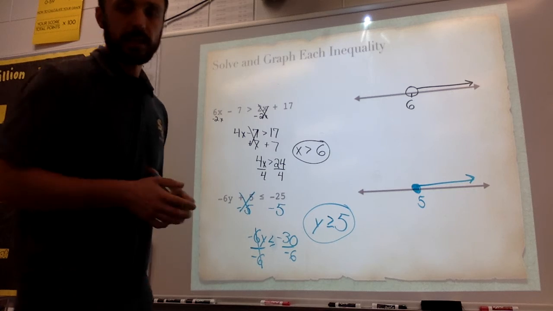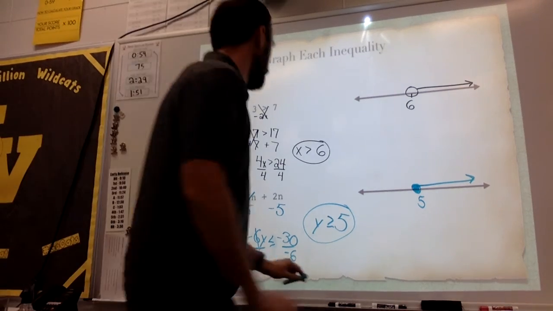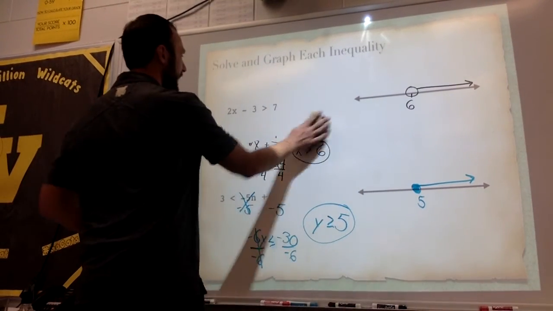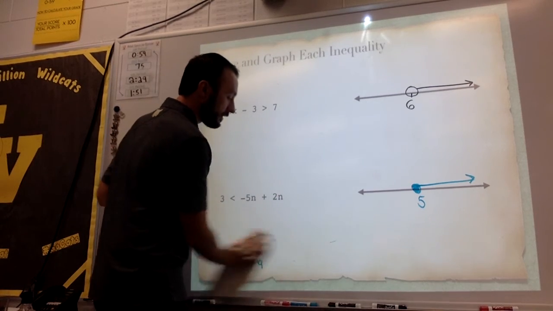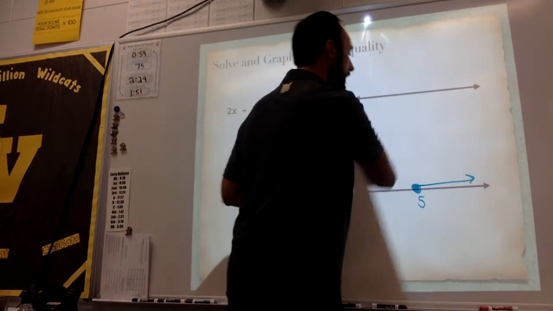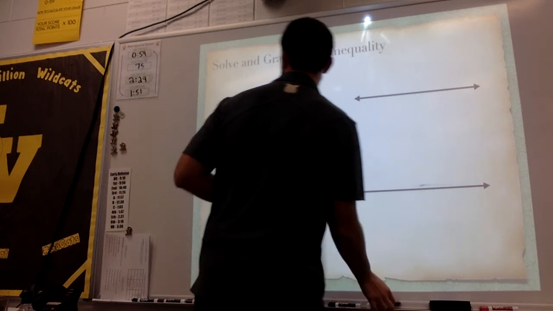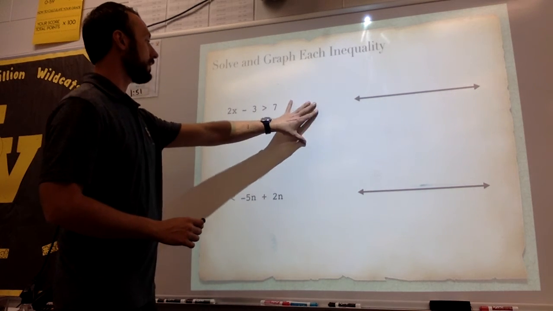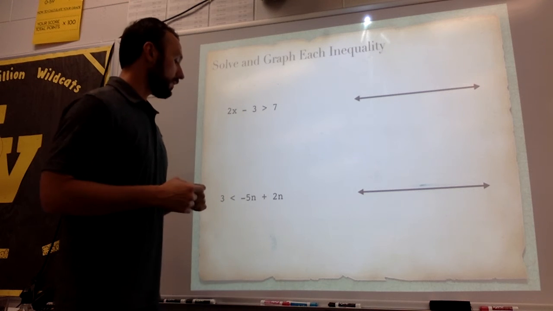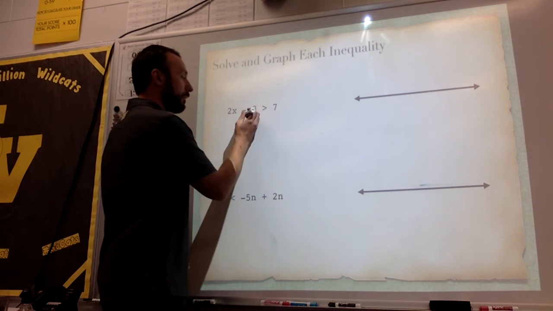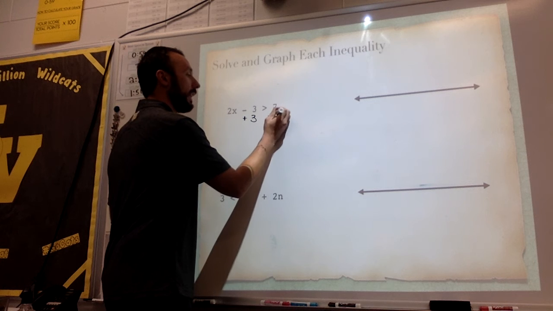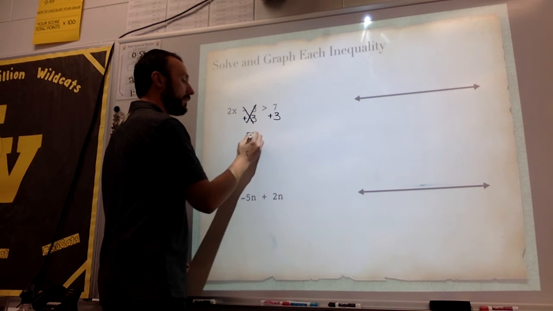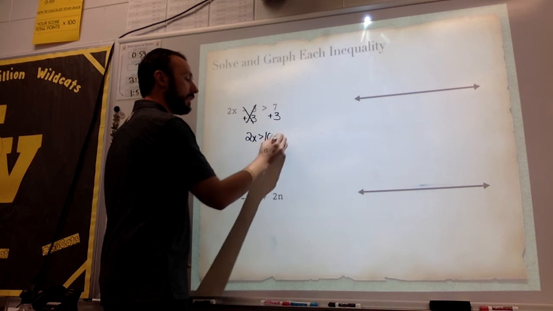So two examples down. Let's do another one. The next one I have is 2x minus 3 is greater than 7. Just like the previous one, this one also has our variable already by itself. There's no x's on the right-hand side to get rid of and no x's on here to combine. So step one will be to just add 3 to both sides. Add 3, add 3. Those cancel out. I'm left with 2x is greater than 10.